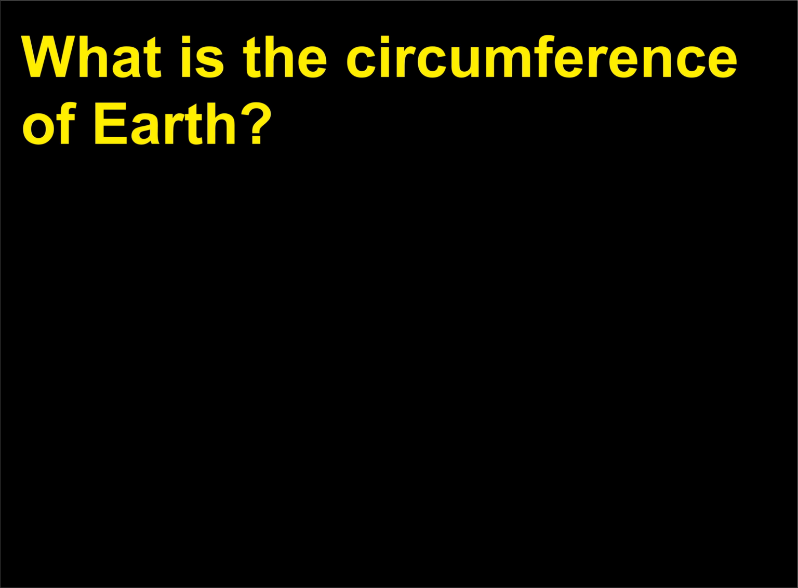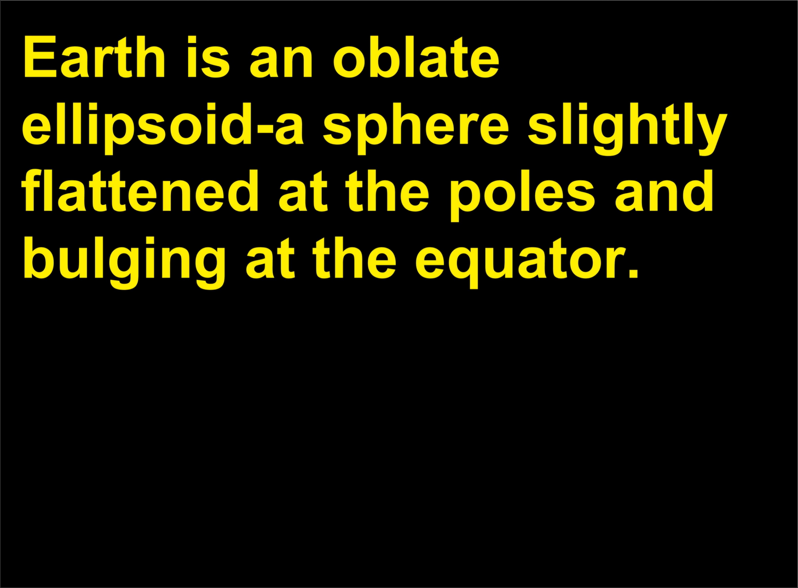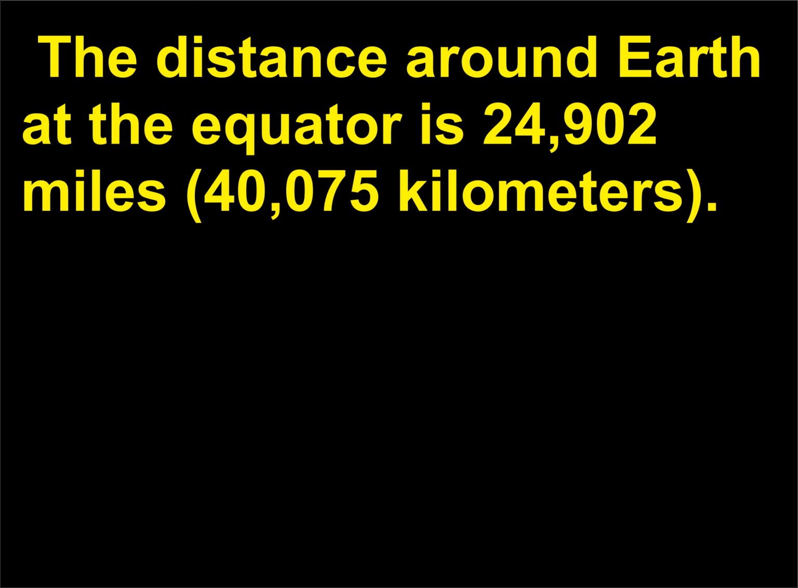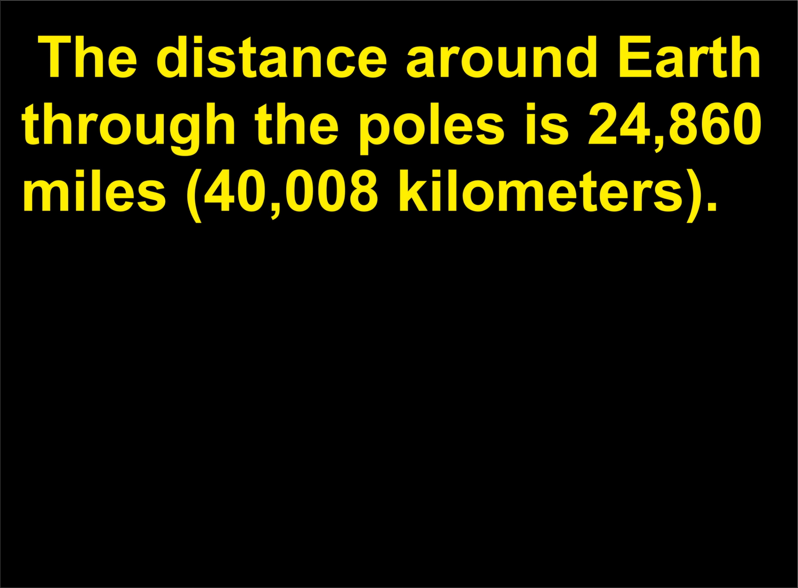What is the circumference of Earth? Earth is an oblate ellipsoid, a sphere slightly flattened at the poles and bulging at the equator. The distance around Earth at the equator is 24,902 miles, 40,075 kilometers. The distance around Earth through the poles is 24,860 miles, 40,008 kilometers.